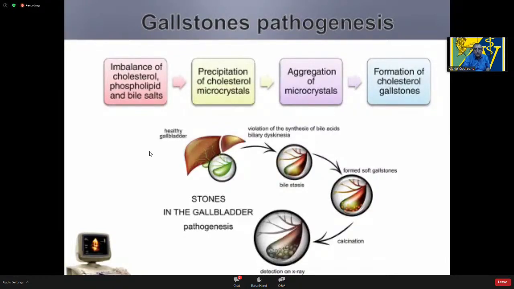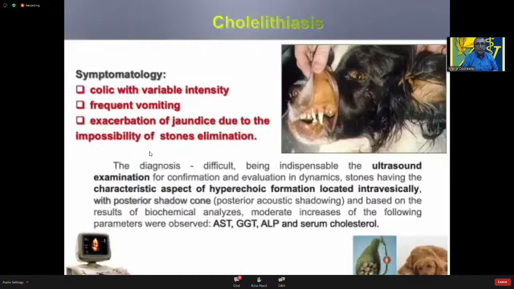It's important to notice, and in my image you have all these ideas: the changes in synthesis of bile acid, in addition to biliary dyskinesia. And the next step is bile stasis, followed by the formation of soft gallstones, and after calcification, of course, the presence of gallstones, which can be easily diagnosed using an ultrasound machine, and in later stages can be detected using the X-ray technique.